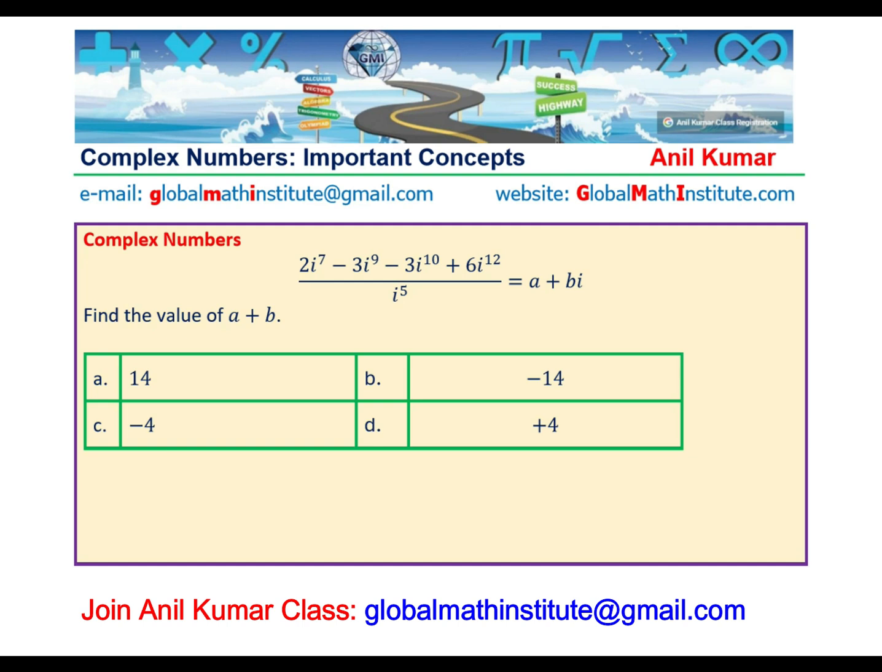So we have an expression, the numerator divided by i to the power of 5. How are we going to do it, right?